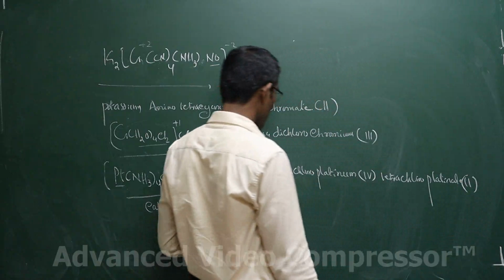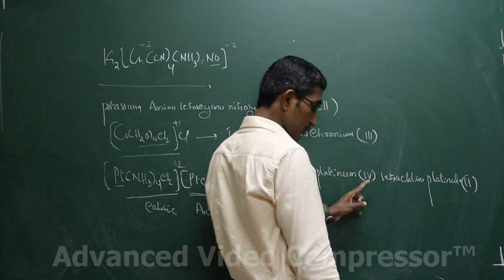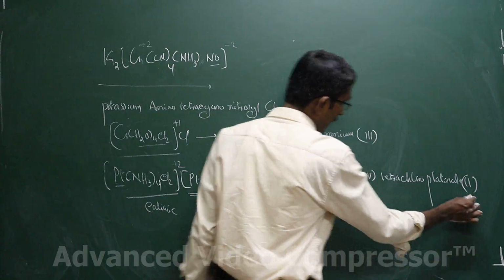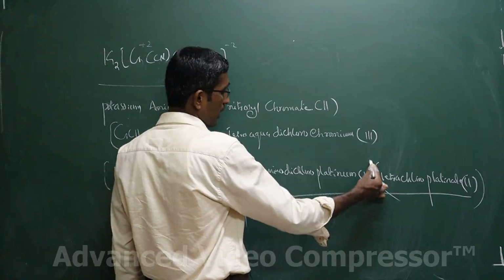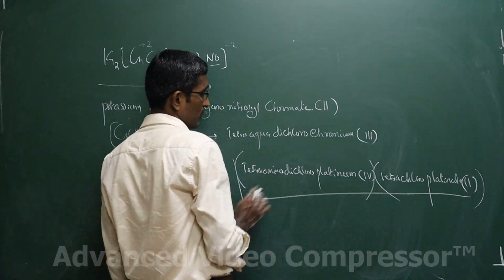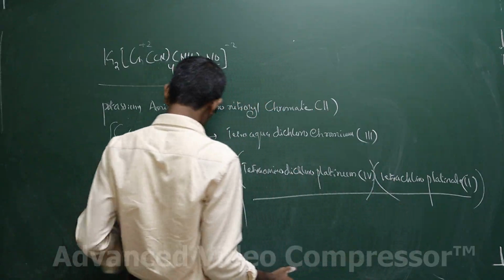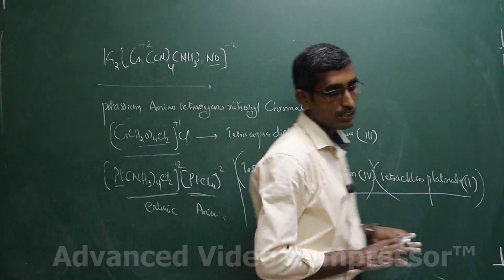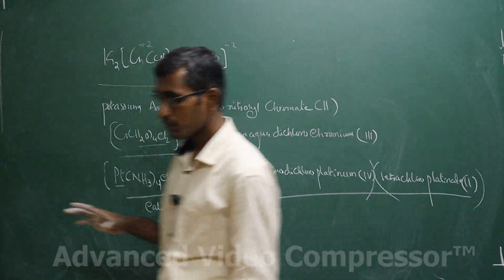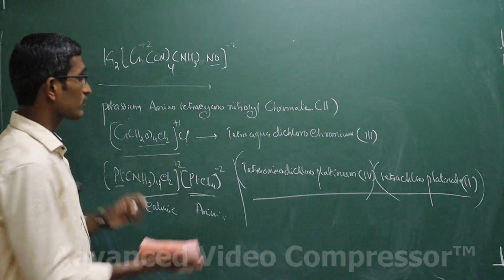And repeat: tetraaminedichloroplatinum(IV), tetrachloroplatinate(II). This indicates this is the positively charged cationic part, and this is the negatively charged anionic part. So you start from left to right. Name this first, then go for naming this, and put it as ate in the case of the anionic complex. So this is about the IUPAC nomenclature.